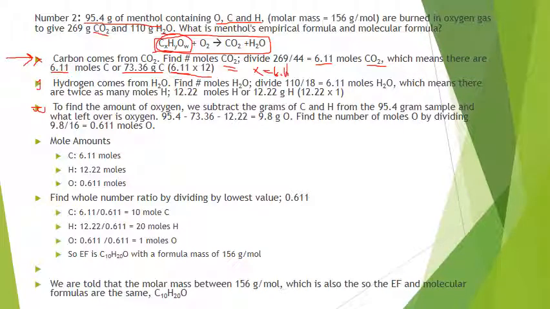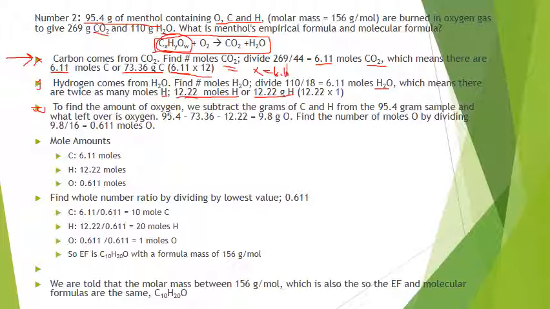Okay, hydrogen comes from water. So what we're going to do is find the moles of water. We divide 110 by 18, and we get 6.11 moles of water, which means there's twice as many hydrogens, because for every 1 water, there are 2 hydrogens. So we double the amount of moles. Let's say if you have 1 person, there are 2 arms. If you have 4 people, it would be 8 arms, because there are 2 arms per person. Instead of arms, there are 2 hydrogens per water. And so there's 12.22 moles of hydrogen.